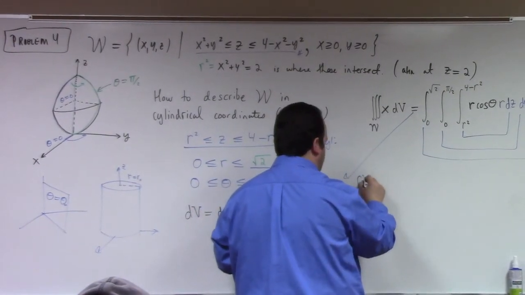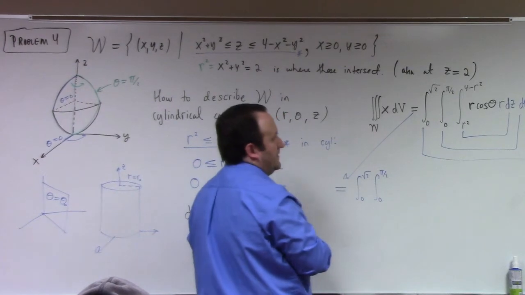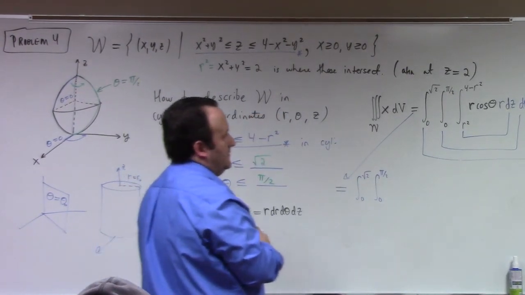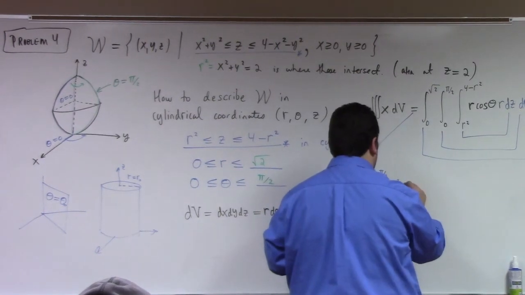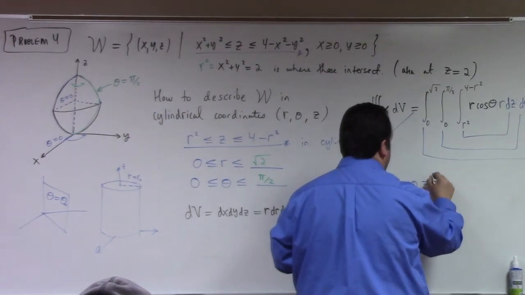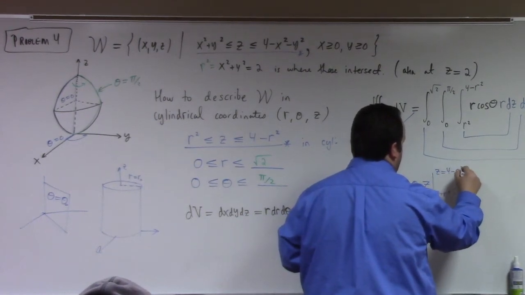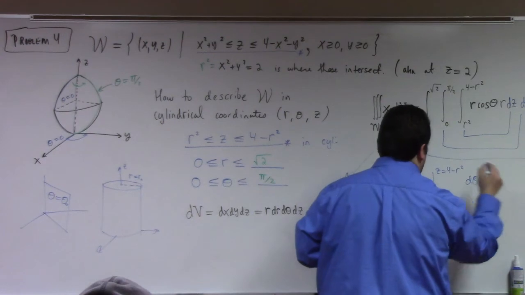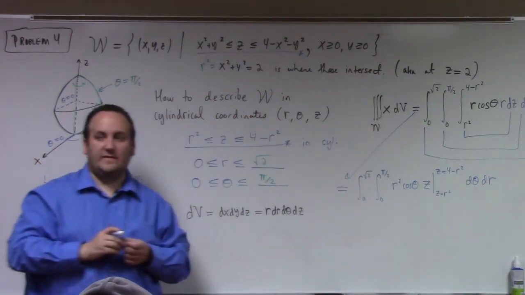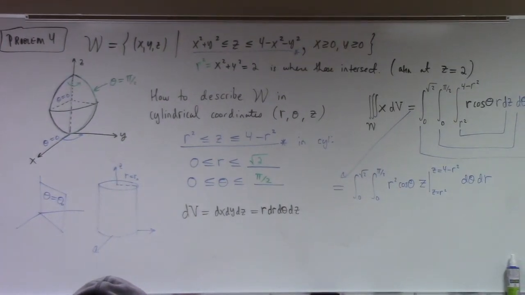So let's see, your integral from 0 to root 2, integral from 0 to pi over 2, and we're going to get an r squared cosine theta, and then z evaluated from z equals r squared to z equals 4 minus r squared. Then you've got a d theta and a dr. See what I just did, the z integral. What's the integral of dz? It integrates to z, that's it. So the integration over z wasn't that bad, actually.